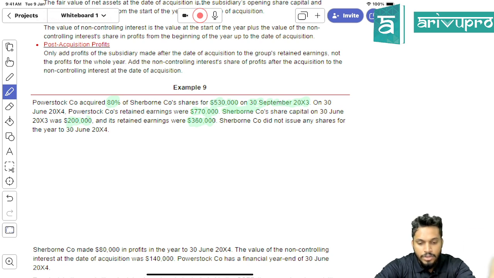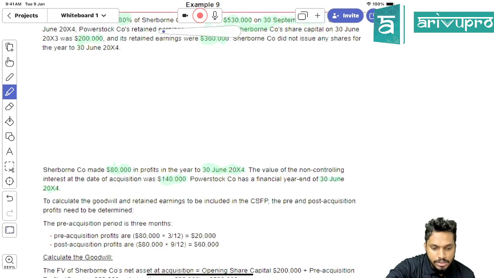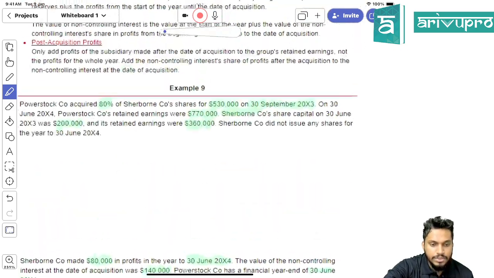Cool. So now they are saying Sherborne Company made 80,000 worth of profits in the financial year to 30th June 2014. The value of non-controlling interest is also given at the date of acquisition, which is 140,000. Power Stock Company had a financial year ending 30th June 2014. Then they have asked us to calculate the goodwill which is arising.